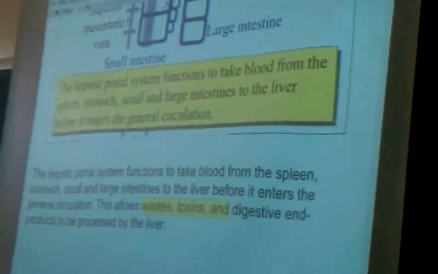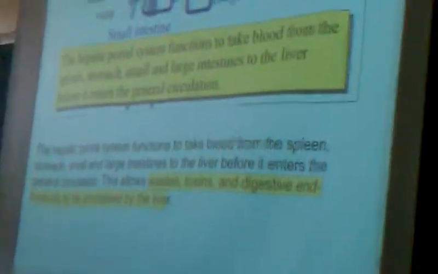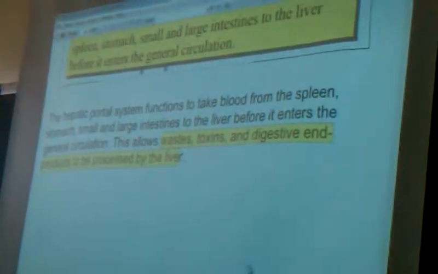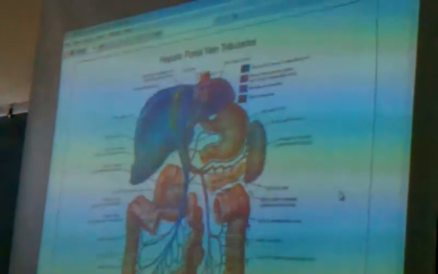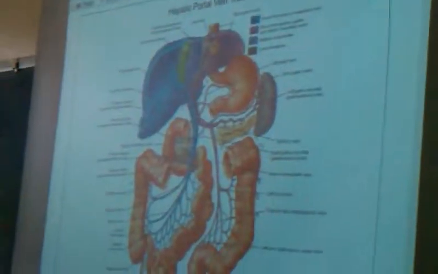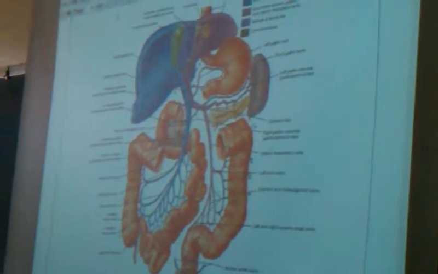So that's what our liver does. It takes waste, toxins, digestive end products, etc., and processes. The liver is processing those. It also recycles red blood cells, certain white blood cells. Okay. Here we can see, I love Netter's drawing.